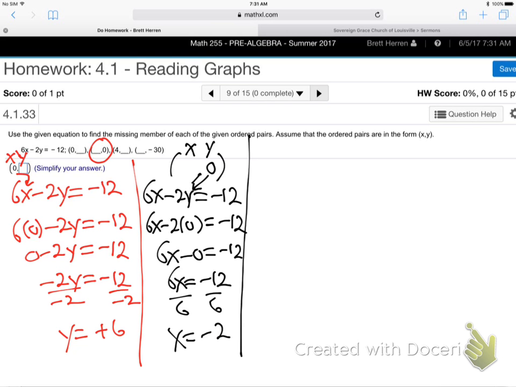We'll go on to the third one. So the third one we go again. Now we grab 4 comma blank. And that's x, y. Again using 6x minus 2y is minus 12. But this time x is 4. So put in the 4 for x and solve for y.